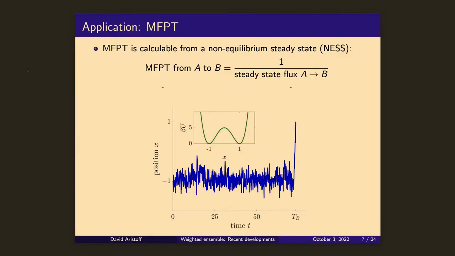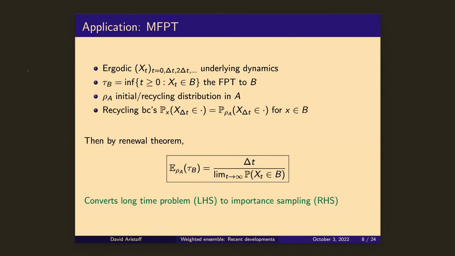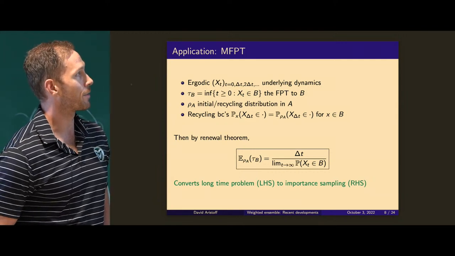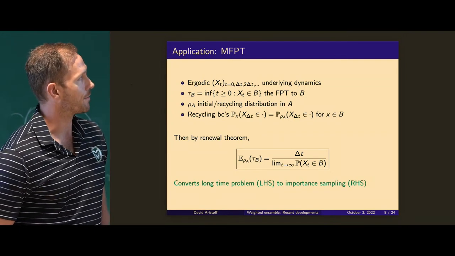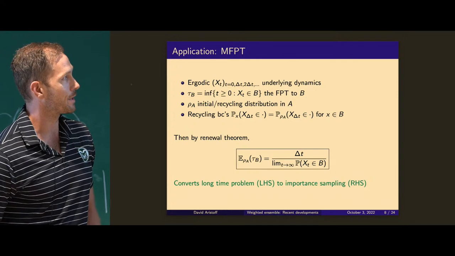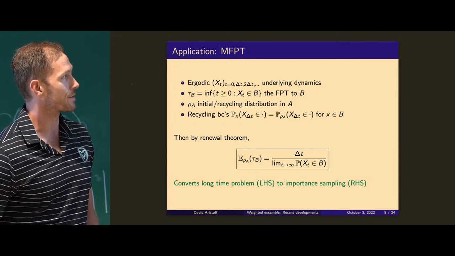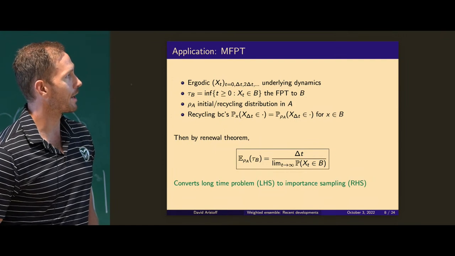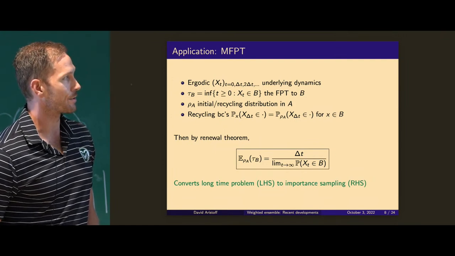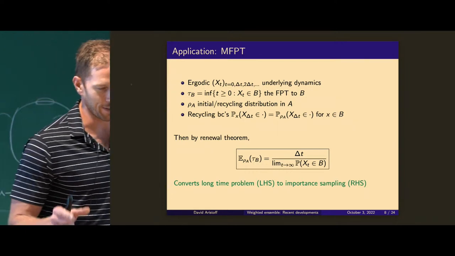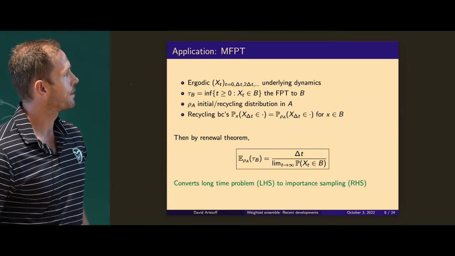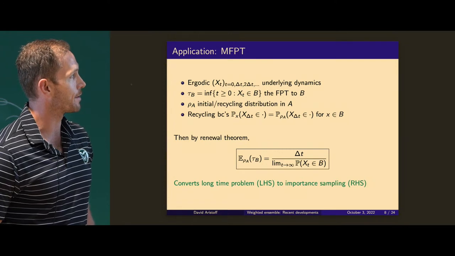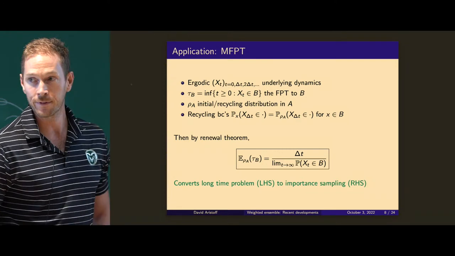Okay, so that's what I'm talking about. Steady state flux from A to B is for a dynamics that recycles from B to A. Mathematically, what we have is an ergodic Markov chain, which we're assuming is time discrete. That's not so important. And we are interested in the mean first passage time to B. Let tau sub B be the first passage time. Rho A is an initial distribution in A, and it's also what we recycle to when we reach B. So again, B goes back to rho A. That's stated in the following condition: if I start from x and look at the next time step, that's as if I started from rho A whenever I'm in B.